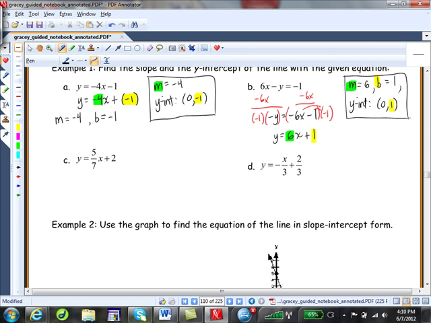C is already in the correct format. So do you see that our M is 5/7? And then our B is 2. So what's our y-intercept? Not just 2, it's the ordered pair 0, 2. Good.